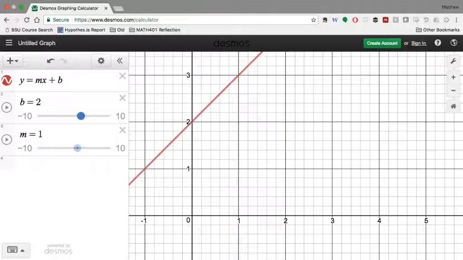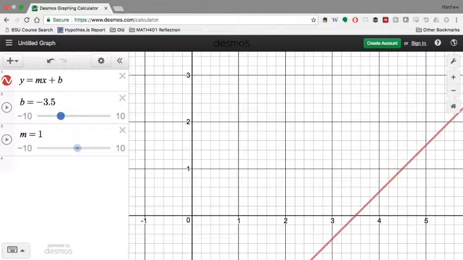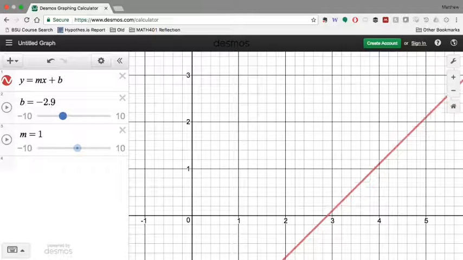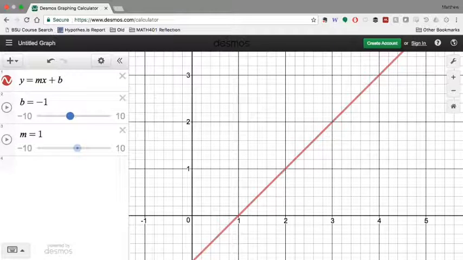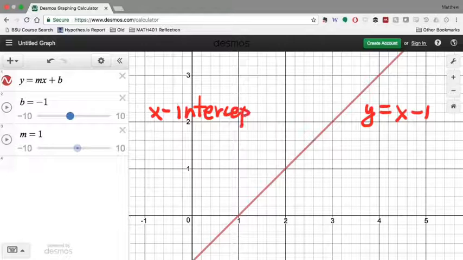So that's for y-intercepts. What about x-intercepts? Let's say that I take this graph here, so the equation of this line is y equals x minus 1. What if I wanted to know what its x-intercept was? First of all, where am I going to find it on the graph? I'm going to find it on the x-axis, right? This is what it means to be an x-intercept.